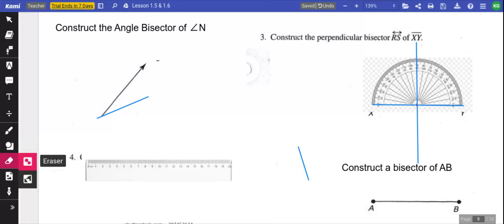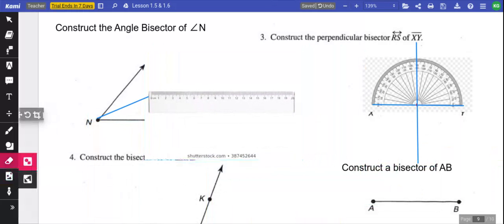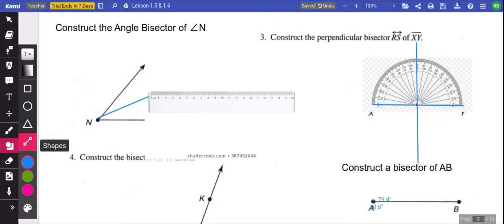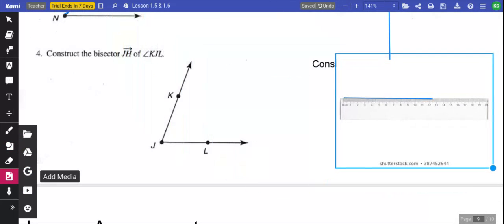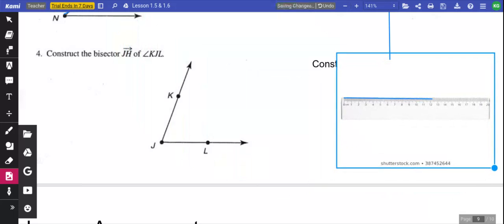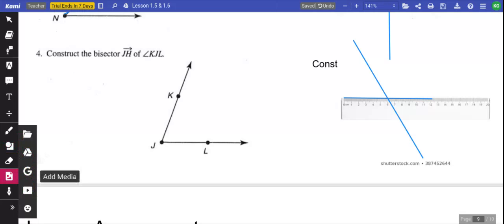Number 3 just asks for a regular bisector. So all I need to do is measure the line, and it is about 12 centimeters. And so halfway would be 6. And it doesn't have to go at a 90-degree angle. It just has to make sure that it crosses at 6.